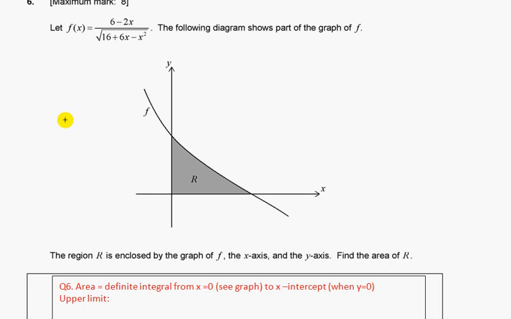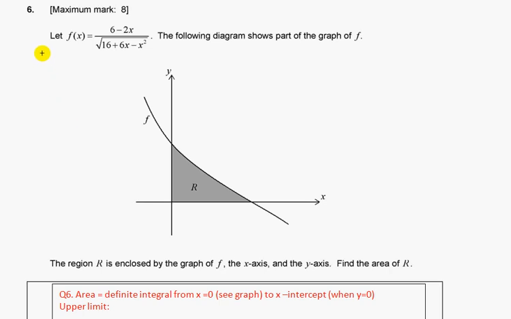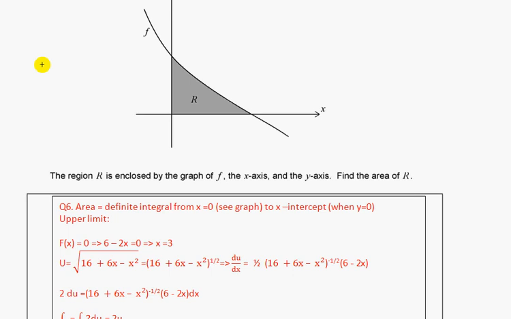Question 6. So we have functions. The following diagram shows part of the function. The region R is enclosed by the graph, the x-axis and y-axis. Find the value of R.